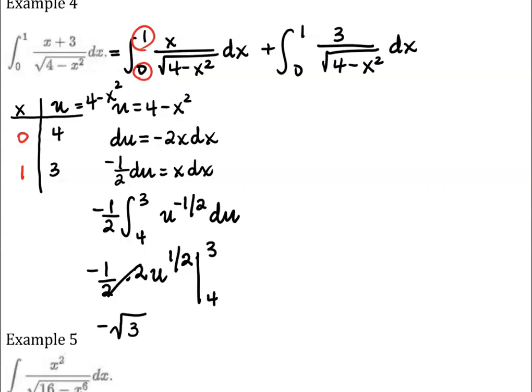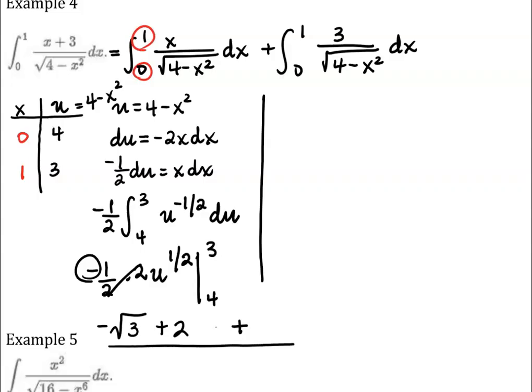And I'll plug in my upper limit of 3. And then I will subtract, plugging in my lower limit of 4, but we're subtracting a negative, so it turns into addition. And the square root of 4 is 2. So I have the first integral evaluated. Whatever we get from the second integral, we will continue to add that all together to get that final answer.